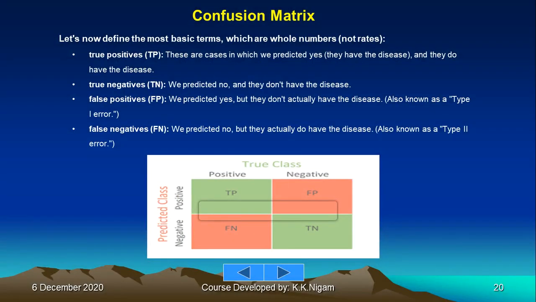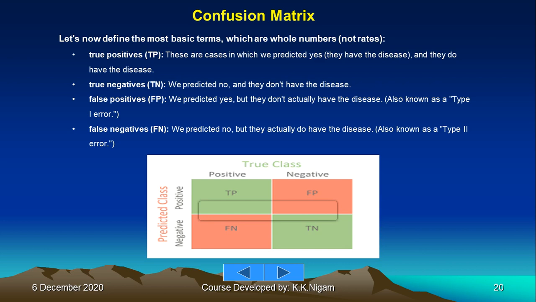Let us now define the most basic terms, which are whole numbers. True positive means these are cases in which we predicted yes, they have the disease, and they do have the disease. So they are predicted as having the disease and they do have it. True negative means that we predicted no, and they don't have the disease. Then false positive means that we predicted yes, but they don't actually have the disease.